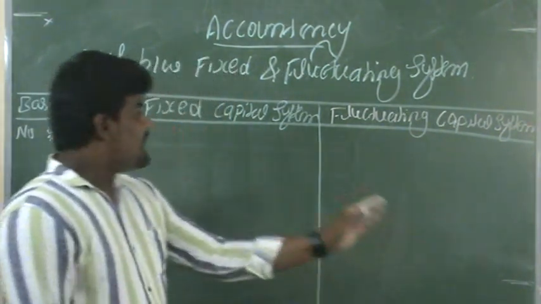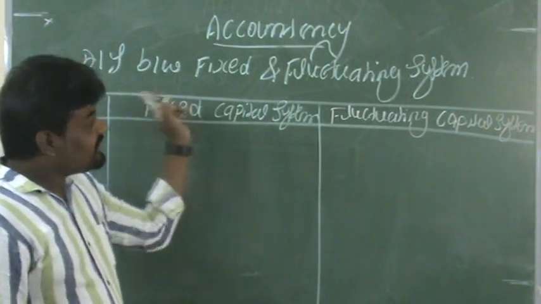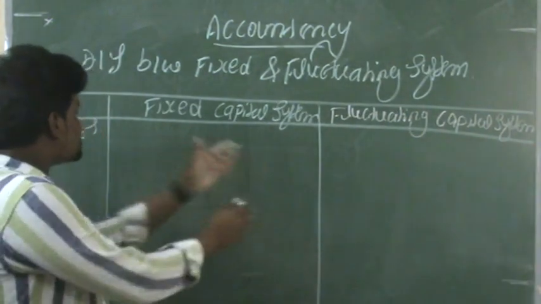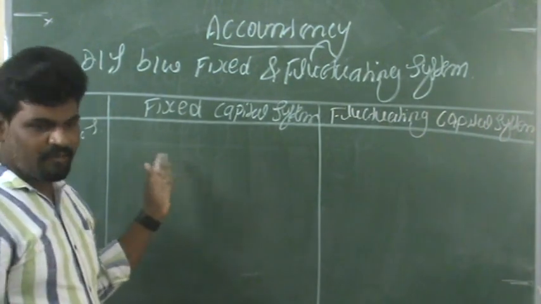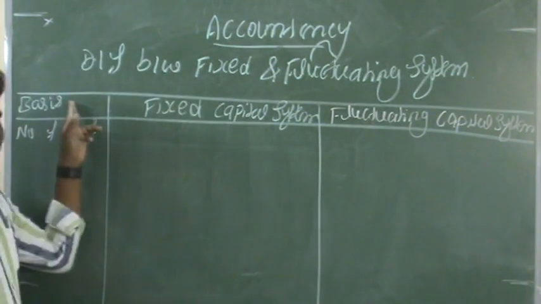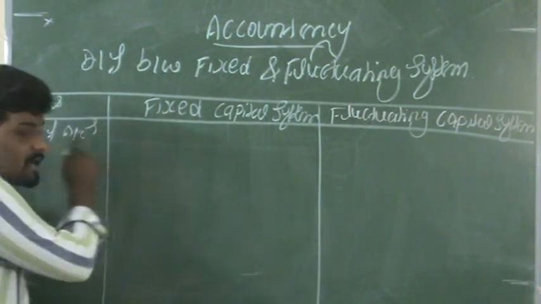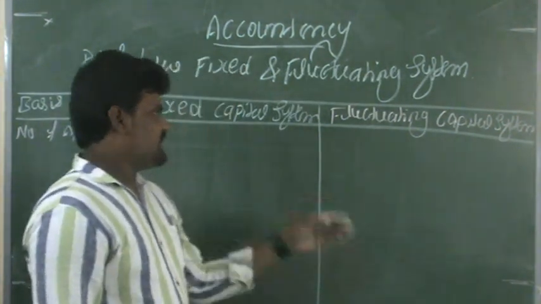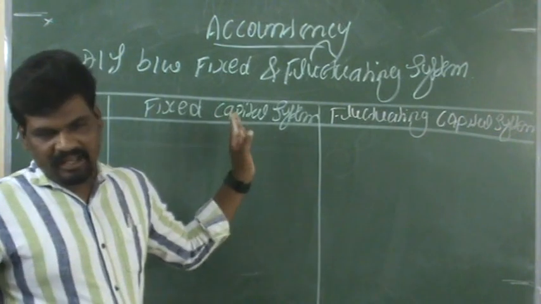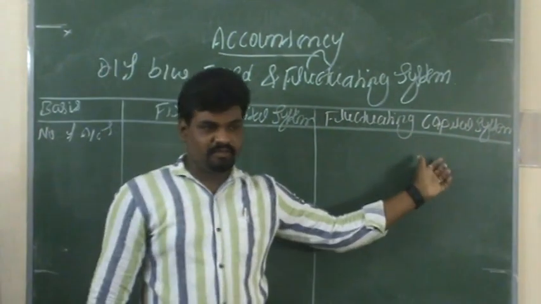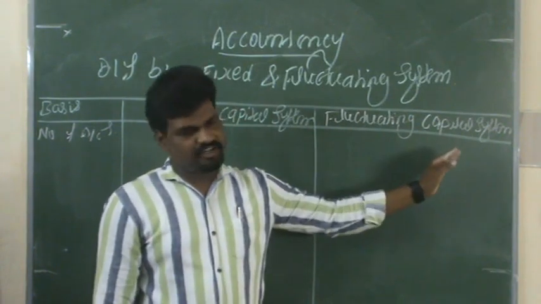So here, the difference between fixed and fluctuating capital system. The first difference under the fixed and fluctuating capital system. On the basis, the first point is number of accounts. In the fixed capital system, what are the necessary accounts we need to prepare? In the same way, what are the various accounts we need to prepare under the fluctuating capital system?